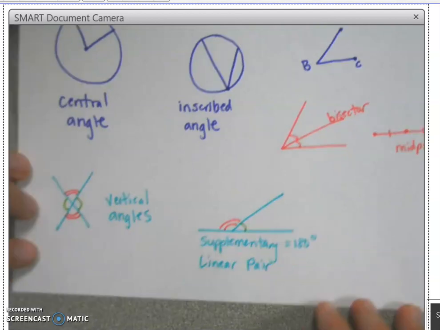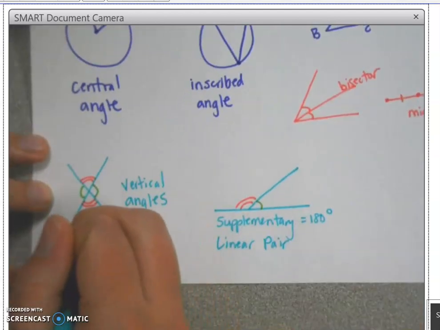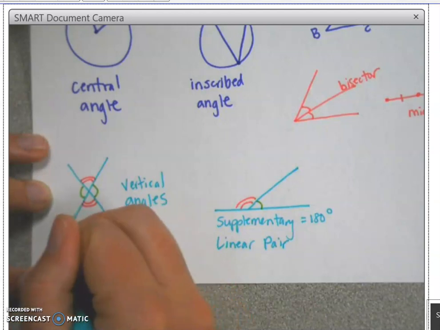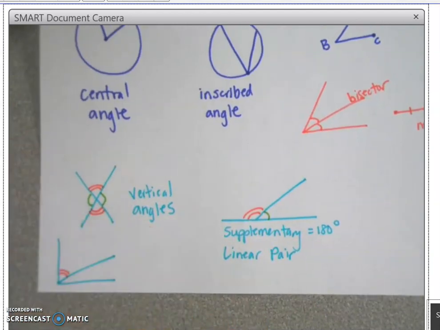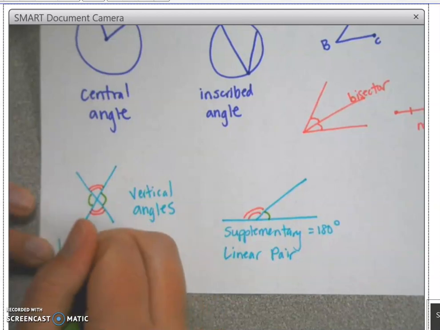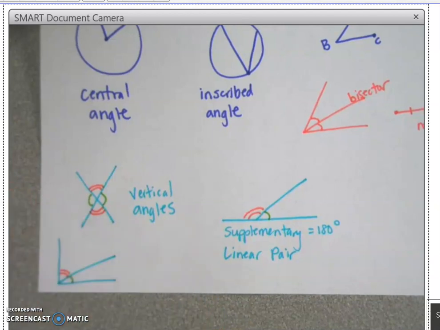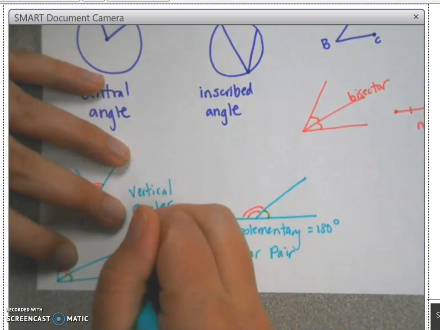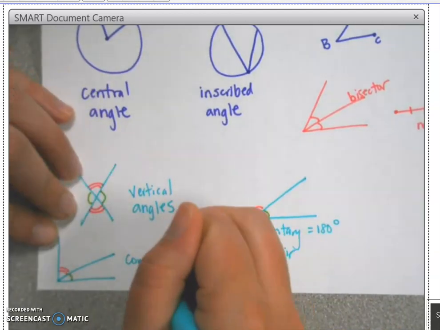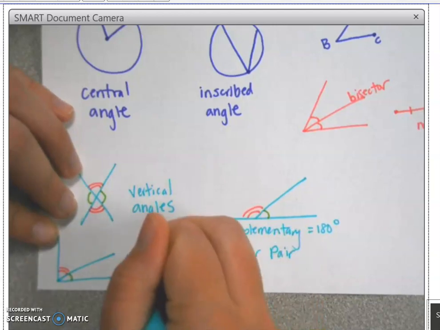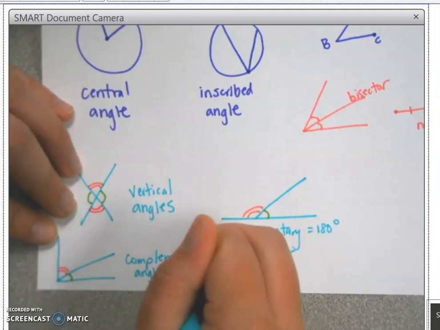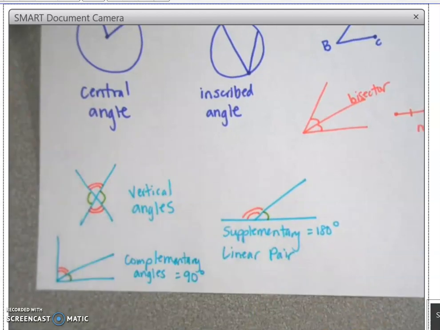We also have ones that make a right angle like this. So again, here's the pink one and the green one. And together, these are complementary angles. They equal 90 degrees.